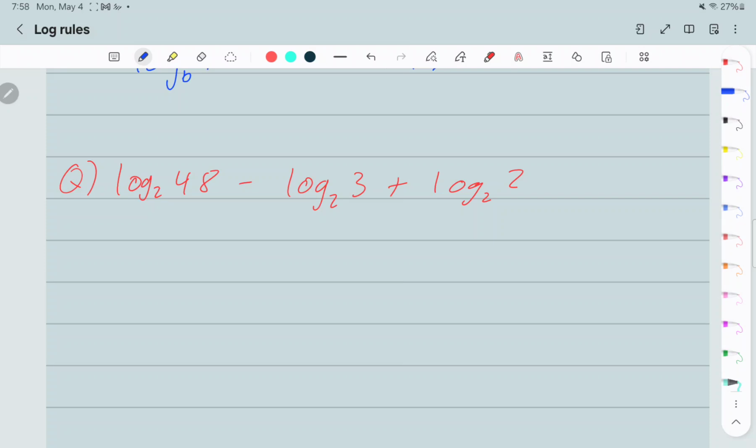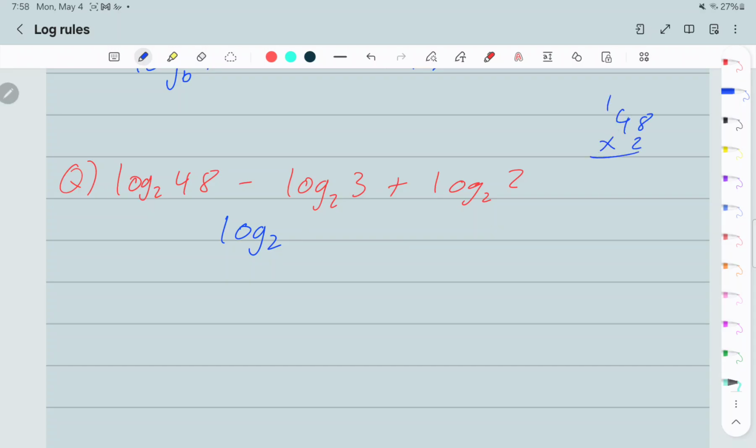Now, if you clearly see there are minuses and pluses, and we have all learned what these minuses and pluses mean. There are no brackets right now. So you just simply see the plus sign and you just multiply. So you say log 2 of 48 plus log 2 of 2, so it's going to be log 2 of 48 times 2. What is 48 times 2?